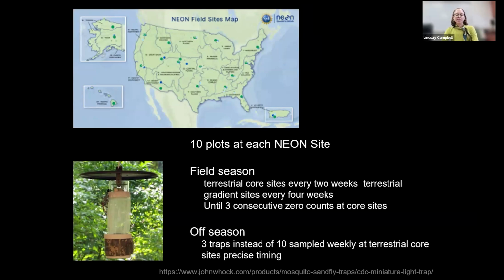And the sampling of these mosquito collections follows a field season and then an off season. During the field season, the terrestrial core sites are sampled every 2 weeks, and then the terrestrial gradient sites are sampled every 4 weeks. And this goes on until there's 3 weeks where there's zero counts in mosquito traps, so no mosquitoes are collected. When this occurs, which doesn't occur across all of the sites, but if it occurs in more northern sites in particular, then the sampling scheme switches to this off-season sampling scheme.